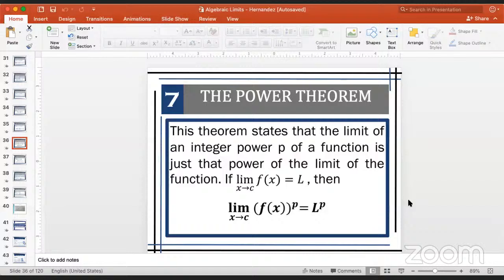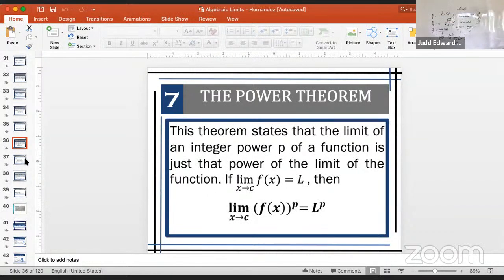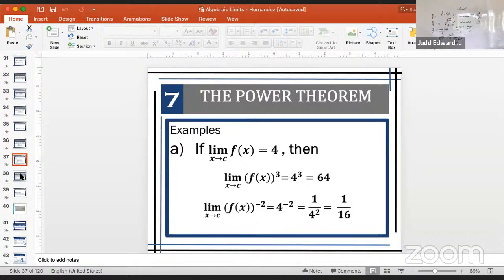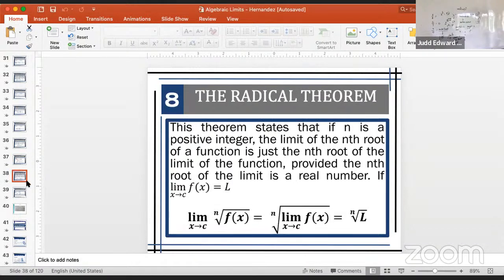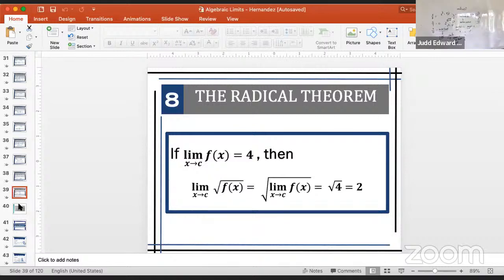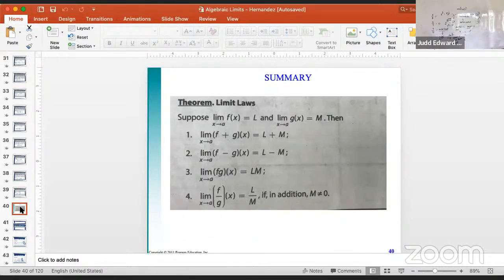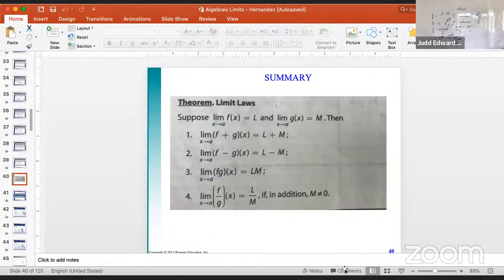Yes po, sir. Okay. So, yun po ang meron tayo for the power and radical theorem. So, na-discuss na natin siya. Okay, ito siya. So, ito yung summary natin.